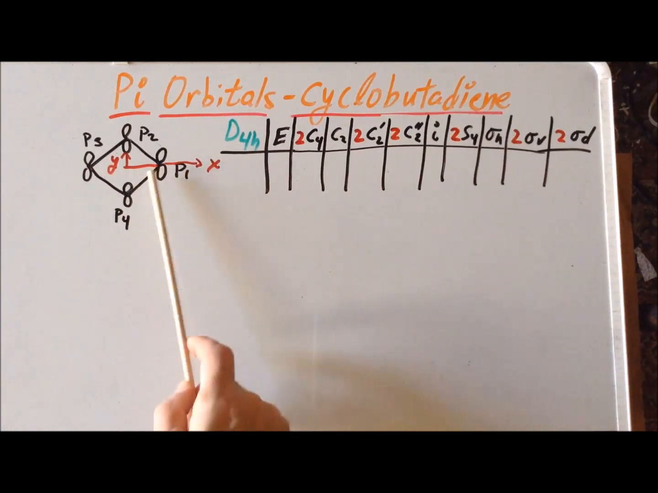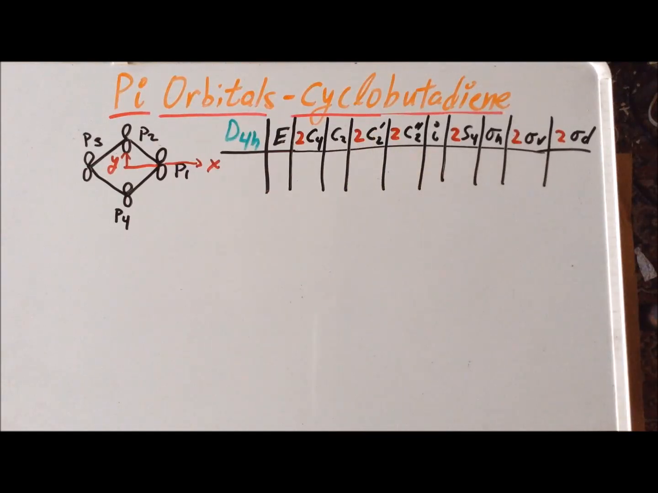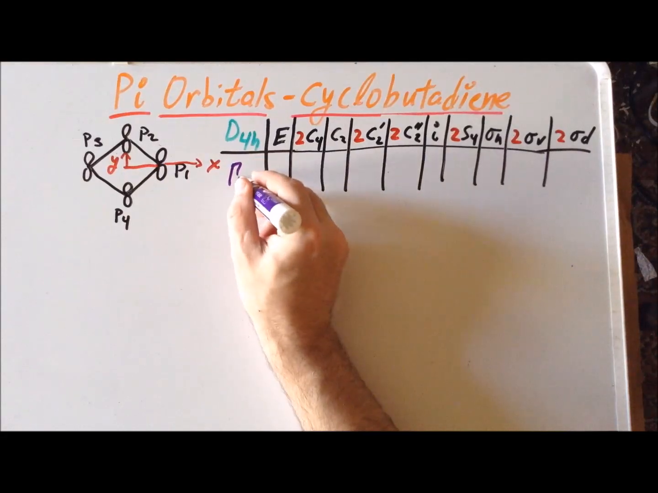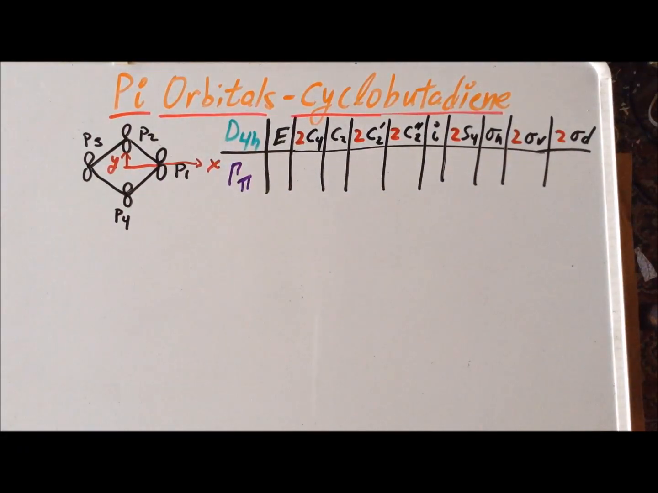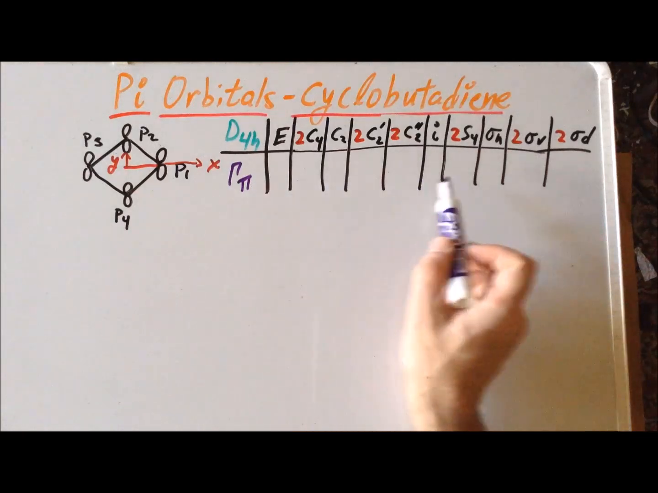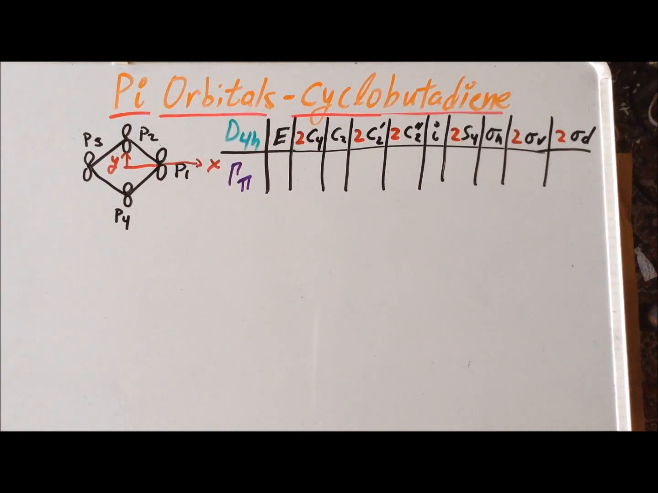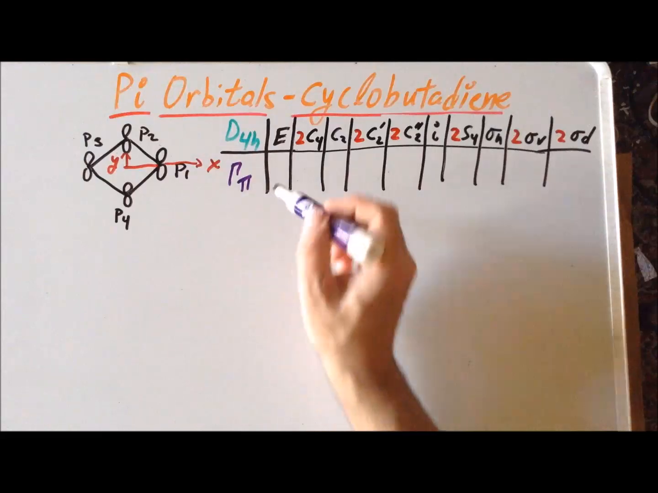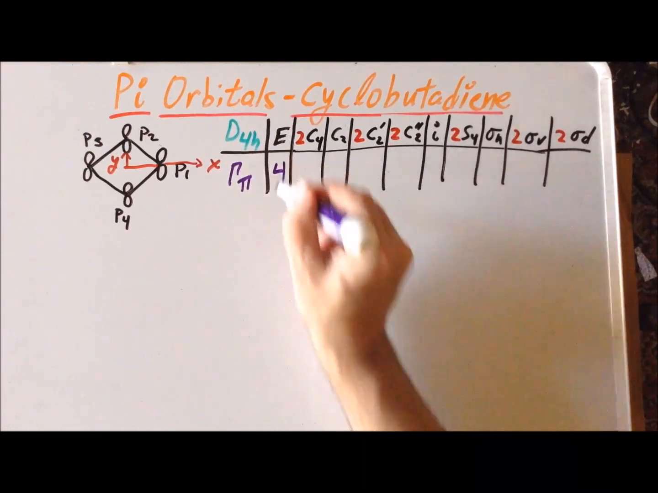In addition, this x-axis is aligned with the C2 prime from the character table for D4h. Our next step is to set up a reducible representation, gamma pi, for the pi system. And we want to list under each class the number of orbitals that stay put under the symmetry operation, the number of orbitals that don't move under the symmetry operation. Under the identity E, all 4 of the orbitals stay in the same location, so our character here is going to be 4.